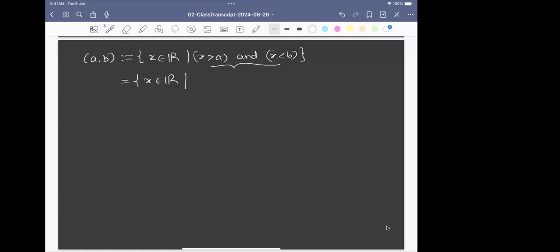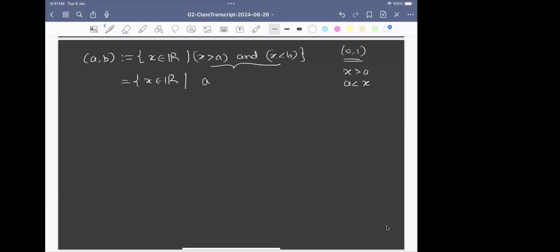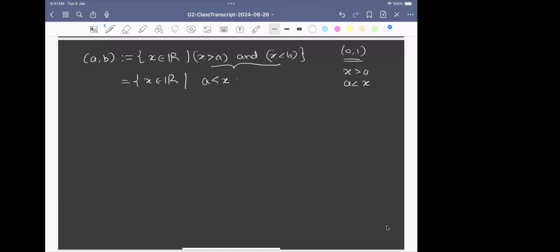Sir, X belongs to A intersection B. No, there is no A and B here. A and B are real numbers, right? For example, the interval 0, 1: X is greater than 0 and X is less than 1. But we write them together. I can also write this as A less than X, right? So I can write A less than X and B greater than X, so this is less than B.